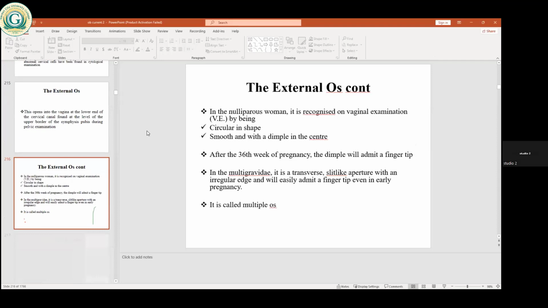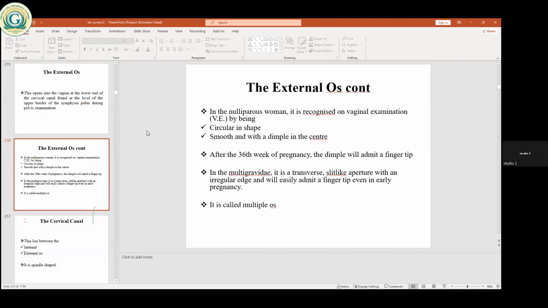In a nulliparous woman, somebody who hasn't got any baby, the external os is recognized on vaginal examination by being circular in shape, smooth with a dimple in the center. When you take the scan of it, you see it's circular with the dimple. After 36 weeks of pregnancy, the dimple will admit a finger. But in a multigravid woman, a woman who has had so many pregnancies and therefore so many children, it is a transverse, slit-like aperture with an irregular edge and will easily admit a fingertip, even in any pregnancy. And therefore, we call it multiple os.